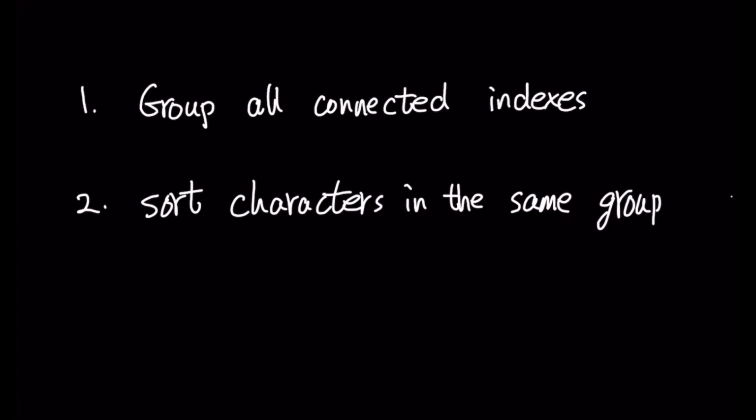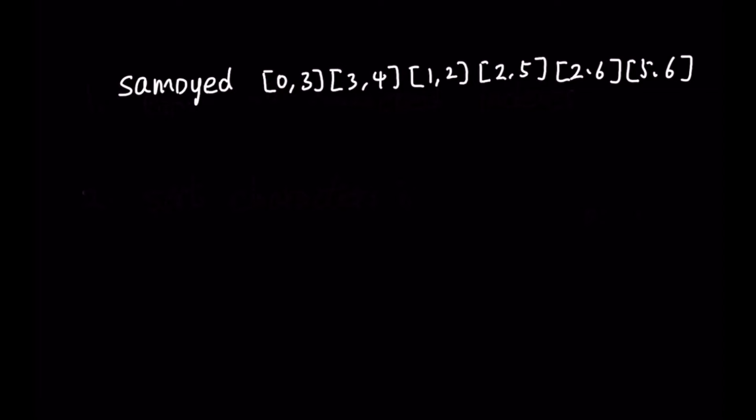To solve this problem, we can divide it into two steps. First, group all the connected indices. Then, sort the characters in the same group. Now, how can we group the connected indices? One way is to consider each index as a node in a graph, and each pair between two nodes forms an edge. Let's use the same example.